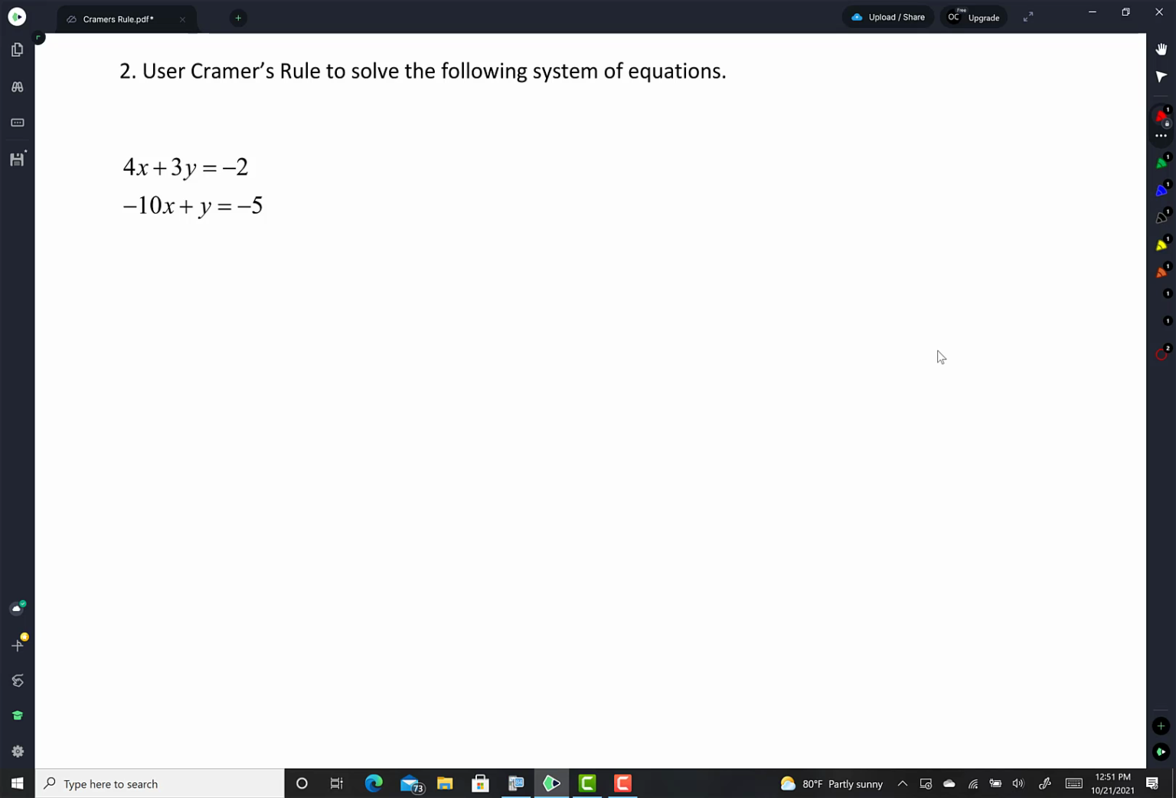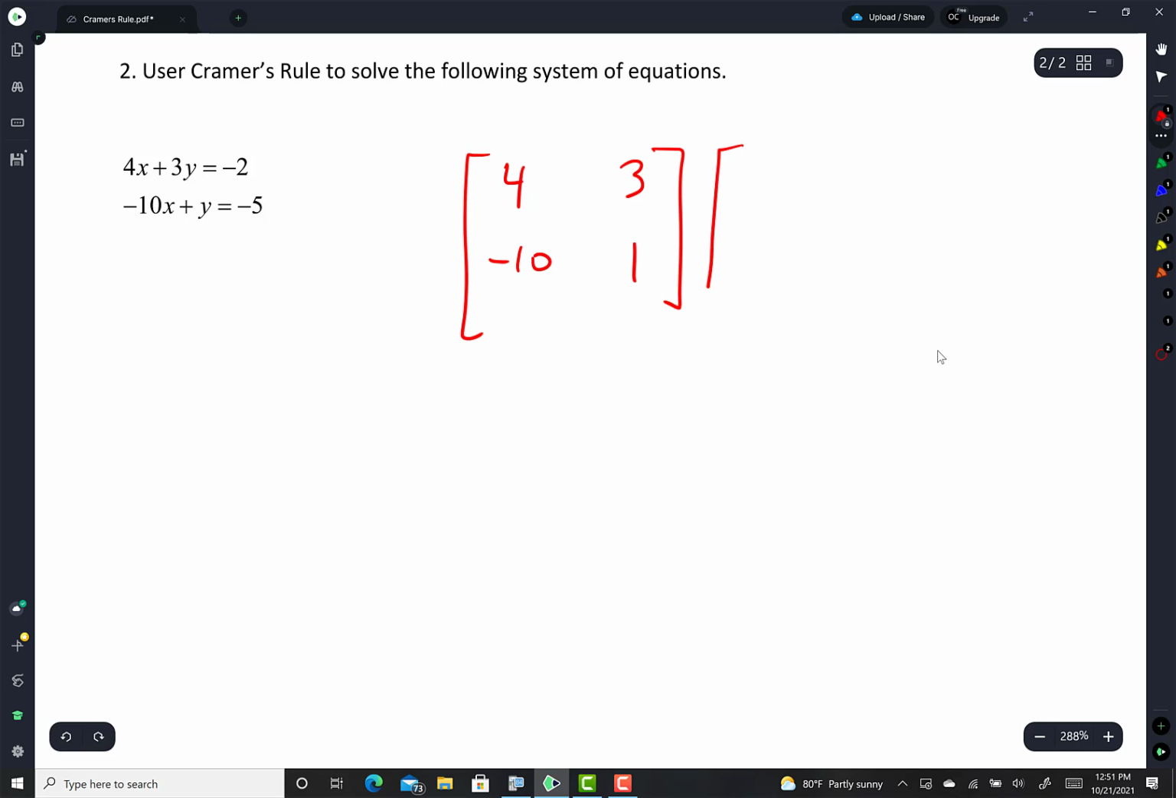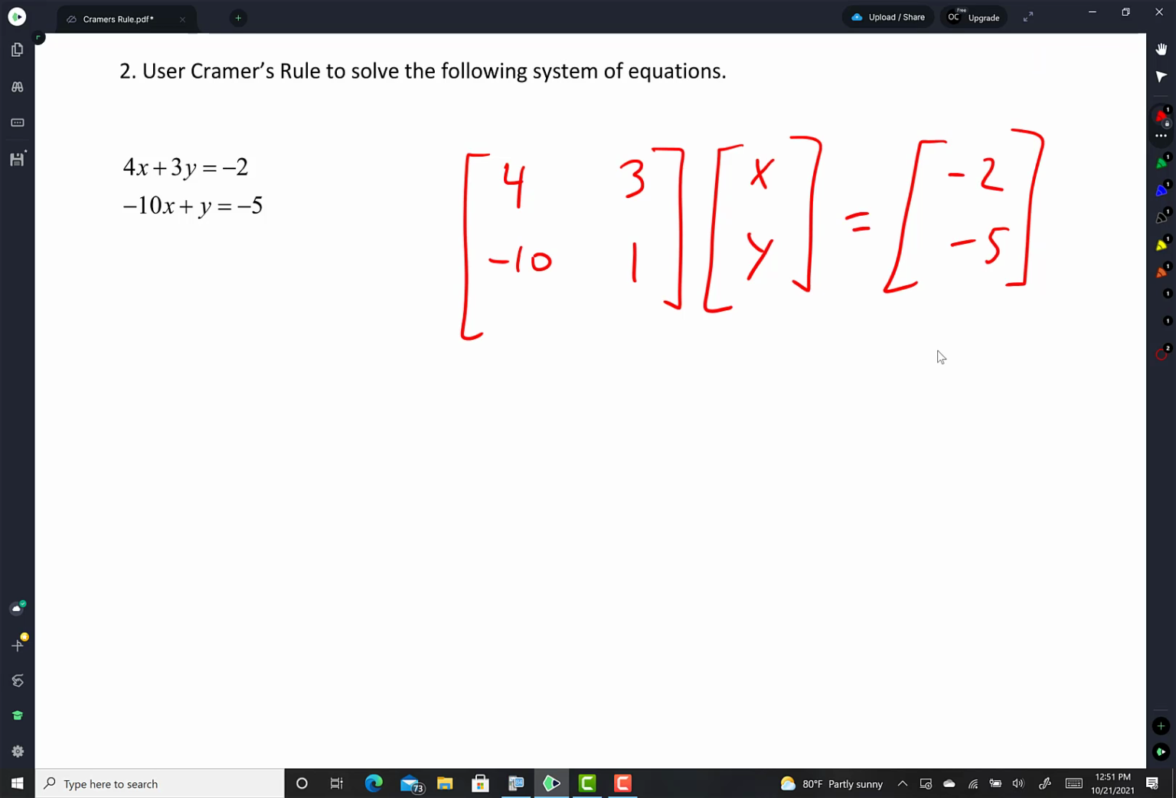So the same thing again, guys. Start by writing a matrix. 4, 3, -10, 1. And make sure you write this particular matrix just like this, guys. There's your system, there's your equation. The whole thing being that if you were to go this row times that column, you would get that expression right there. See?